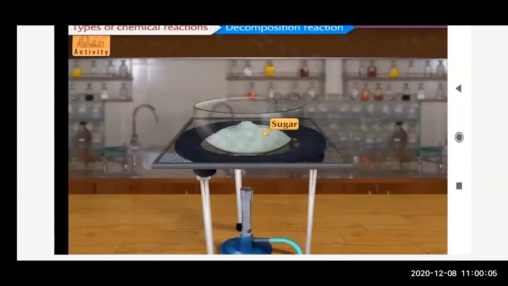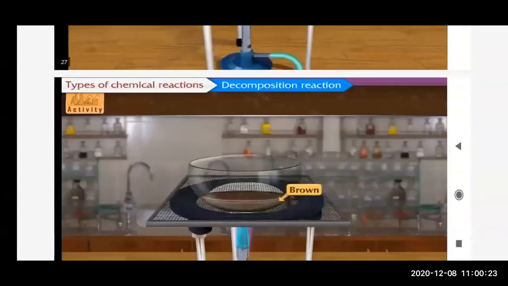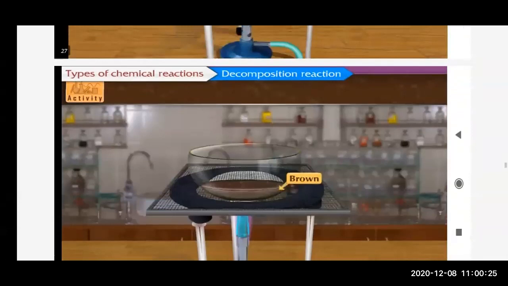Now see what is the first activity. Take some sugar in an evaporating dish and heat it with the help of a Bunsen burner. So we are going to take some sugar in an evaporating dish, right? And we are going to heat it under a flame, under the Bunsen burner. You can see in the next slide that it is heated with the help of a Bunsen burner.